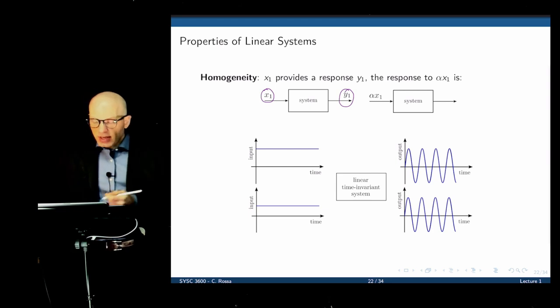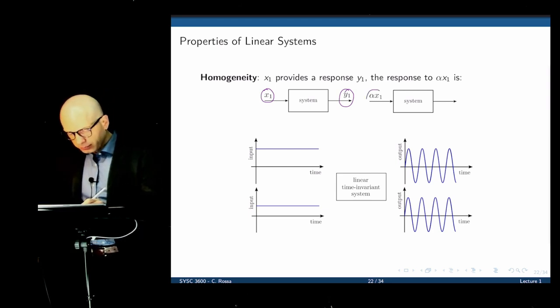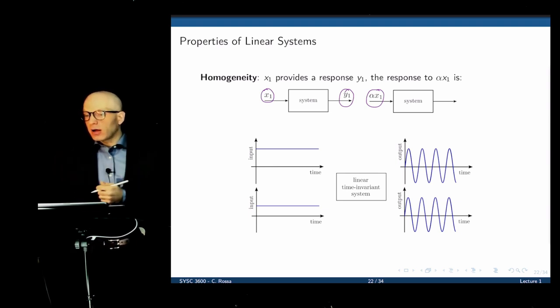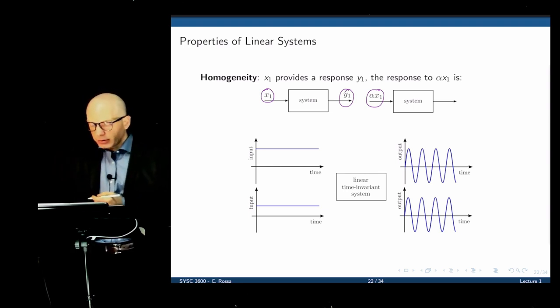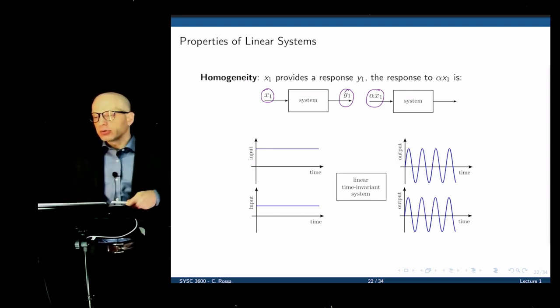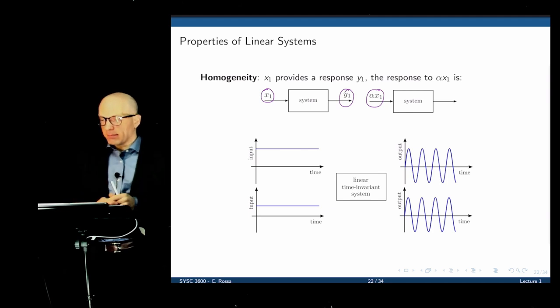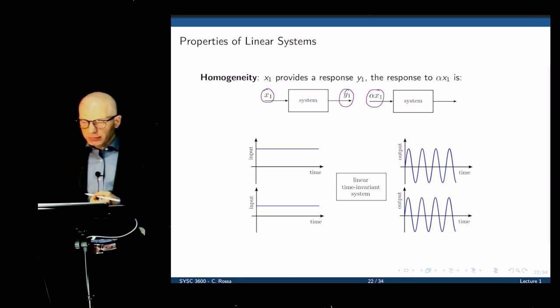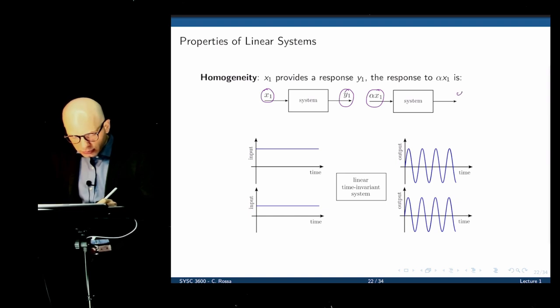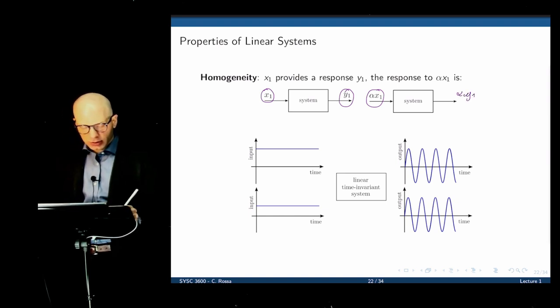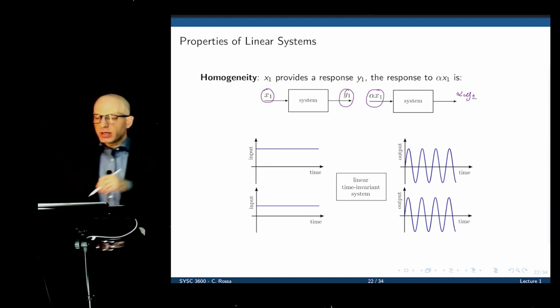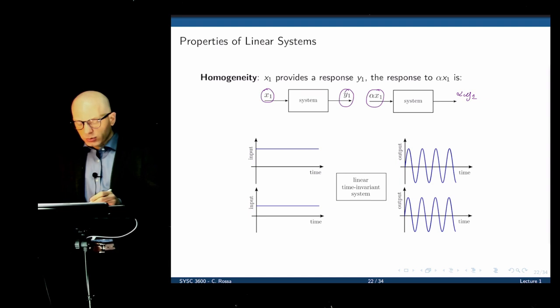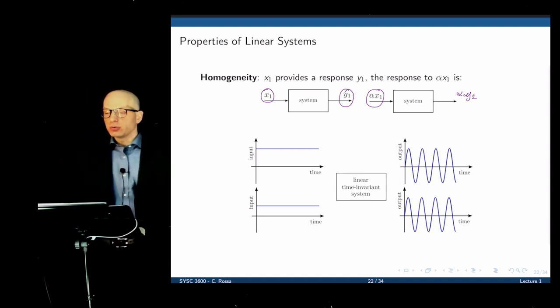If we now give the system a scaled version of x1, for example, alpha times x1, where alpha is a constant number. For example, in the first case, we applied 10 volts to a circuit and got 5 amps. Now we are going to give it a scaled version of it, let's say 5 volts, so alpha would be 0.5. What would be the output? Well, if the system is linear, then the output should be the scaled version of the output obtained with the original excitation. If we apply x1, we get y1. If we multiply x1 by alpha and give that to the system, the output will be the same output times alpha.